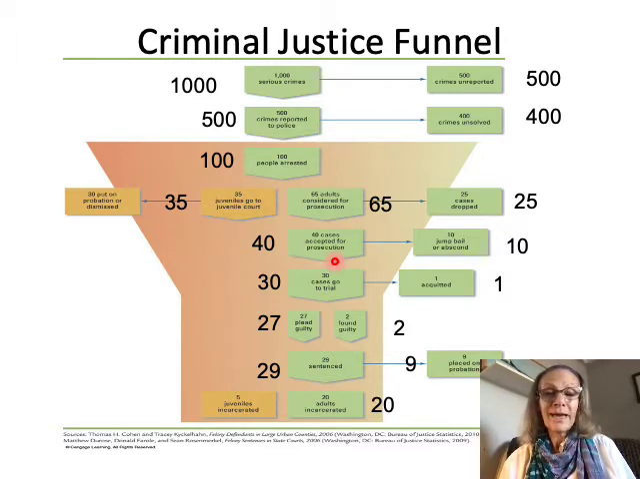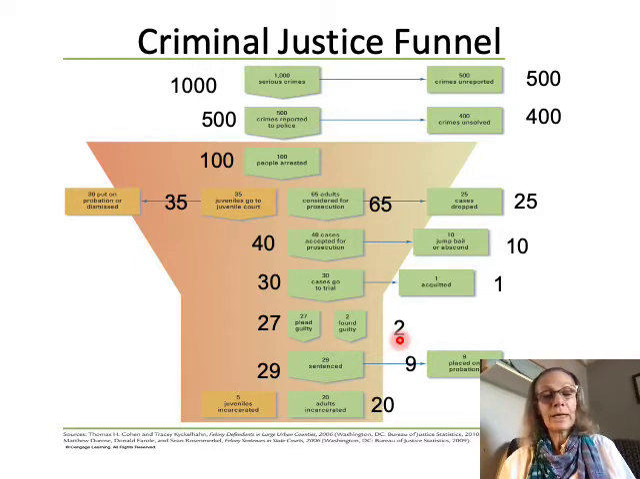Of those 40, 10 never show back up in court. They jump bail. And so of the 40, 30 are actually arraigned and made aware of what their charges are. Of the 30 who are charged, very few decide to go to trial. 27 decide to plead guilty. A total of 3 go to trial. Of those 3, two-thirds of them are found guilty.